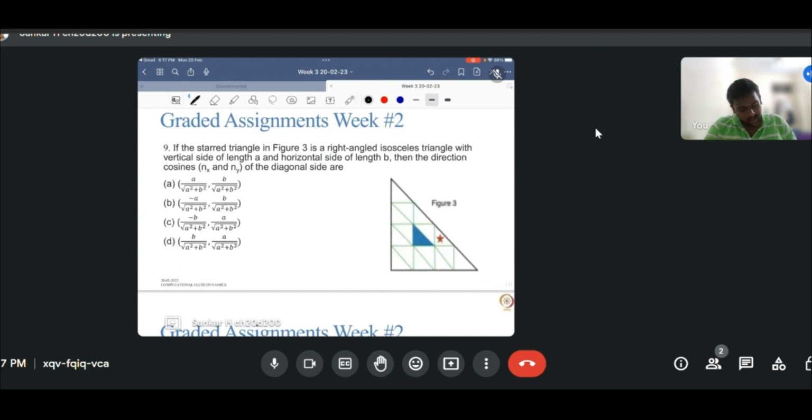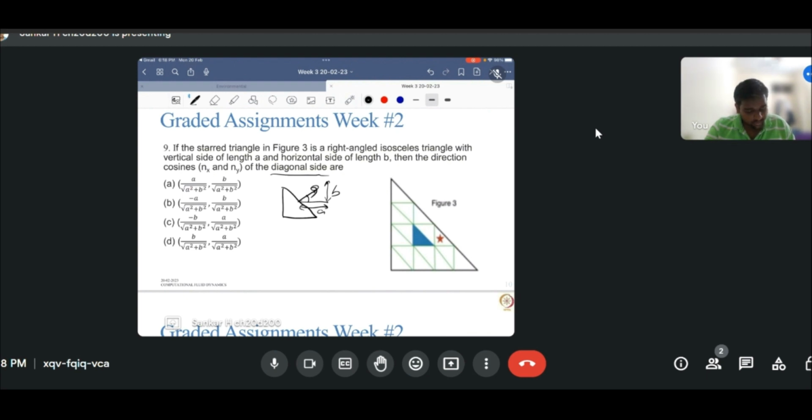Then, if the shaded triangle in figure 3 is a right angled isosceles triangle with a vertical side of length A and a horizontal side of length B, then the direction cosines nx and ny of the diagonal side are, this is the important part. For the diagonal side, suppose this is the diagonal side, this angle will be 45 degrees, or let's call this theta. This will be the unit normal, this will be the length B, this will be the length A.